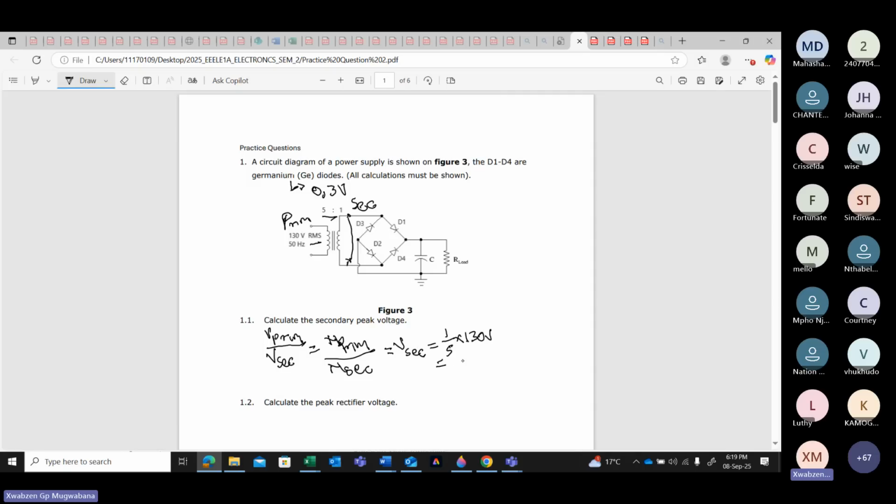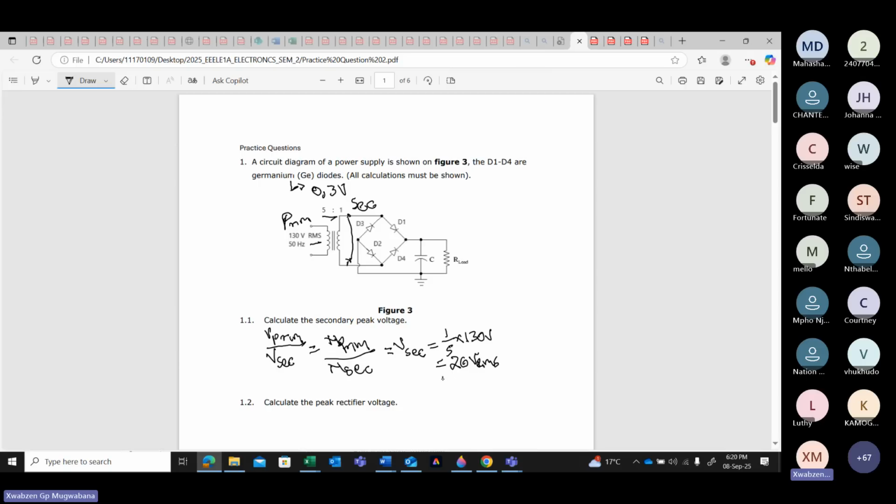Then from there, we will have to convert it to peak. And we know that when we convert from RMS to peak, we must multiply by √2. In this case, what would be your V of secondary? 26 volts RMS. That is your RMS voltage.